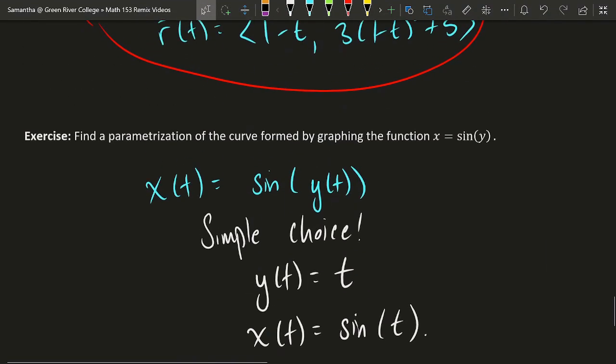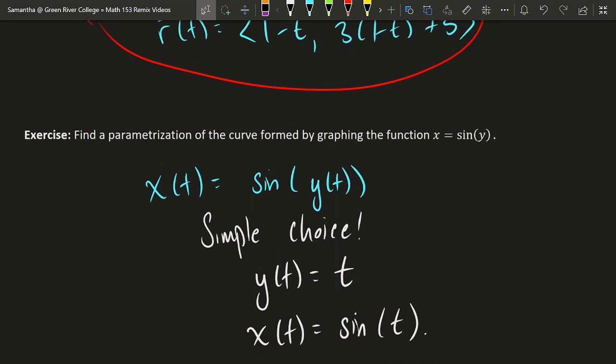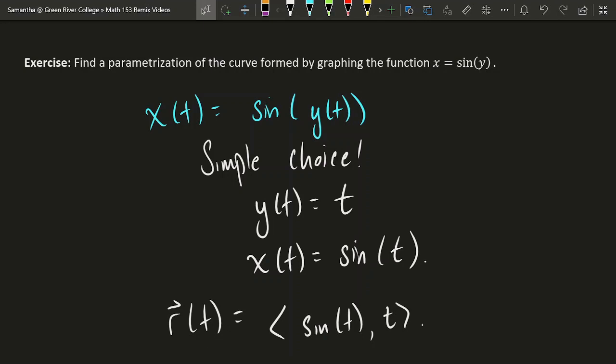That's the approach that I would use to parameterize graphs of regular algebra functions. I would replace the independent variable by t, and then I would cause the dependent variable to match that.